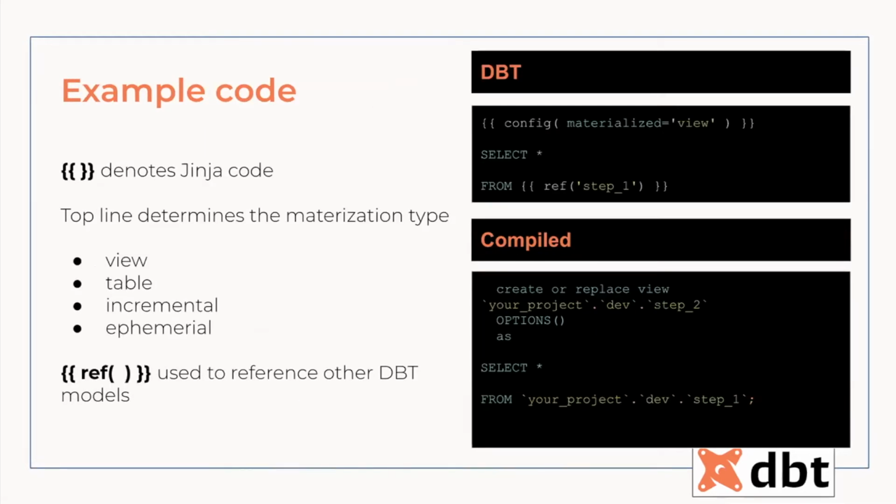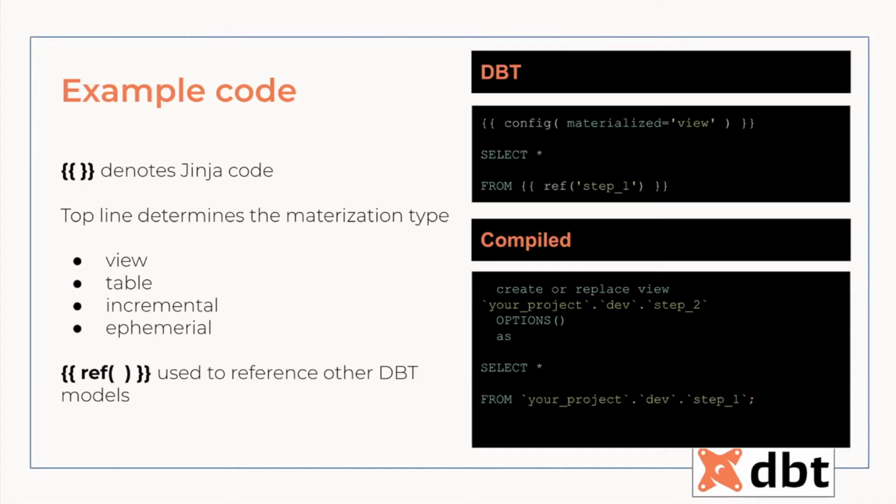Here's some example code. On the right-hand side, we have DBT code, which is a mixture of Jinja and SQL. And on the bottom, you have your compiled code. So a couple of things to note here. The curly brackets denote the Jinja code. The DBT code is just, in this case, a simple select star statement. So that just means we're selecting all of the data from a particular table. And the top line of this code tells the system whether you want this materialized as a view in BigQuery, or whether you want it materialized as a table, for instance, in BigQuery.